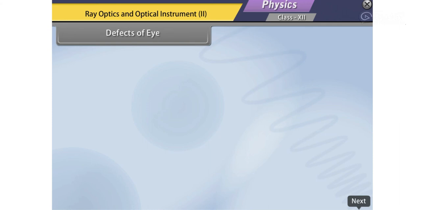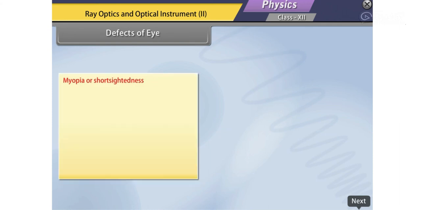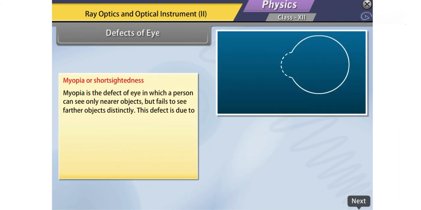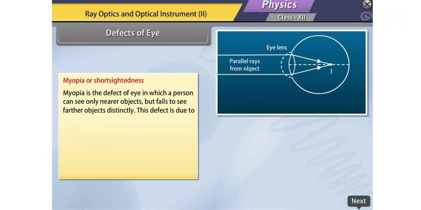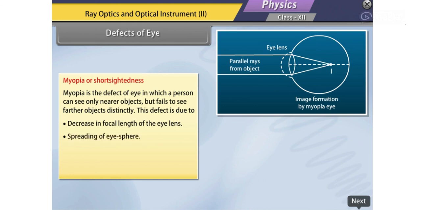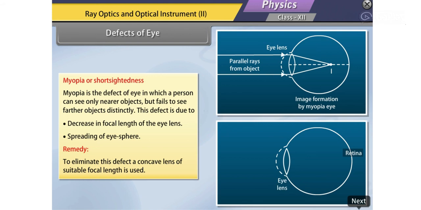Defects of the eye. Myopia or short-sightedness. Myopia is the defect of the eye in which a person can see only nearer objects but fails to see farther objects distinctly. This defect is due to: 1. Decrease in focal length of the eye lens. 2. Spreading of the eye sphere. Remedy. To eliminate this defect, a concave lens of suitable focal length is used.